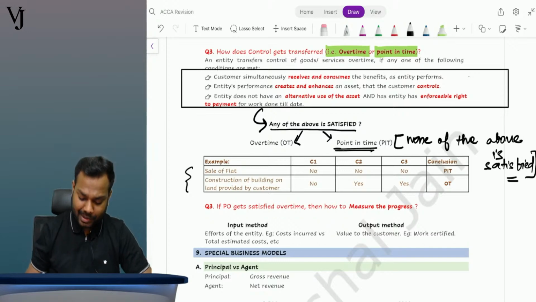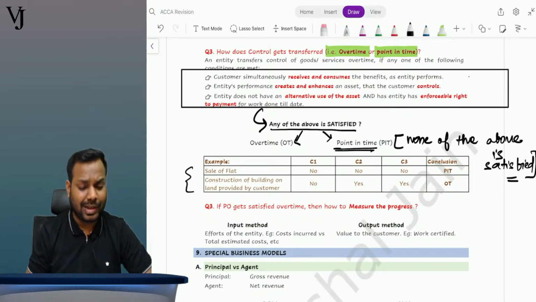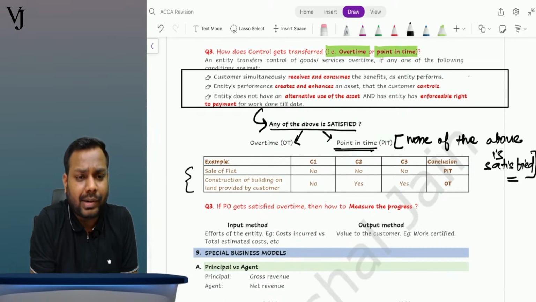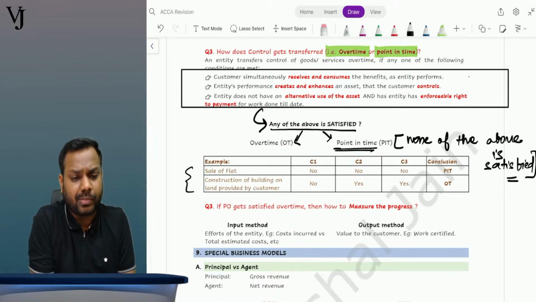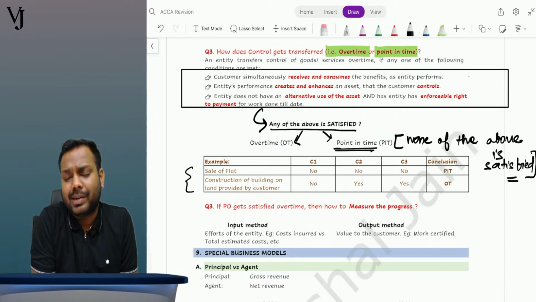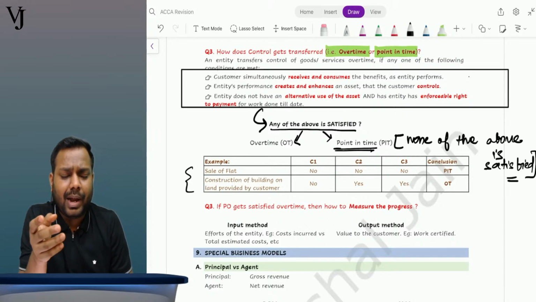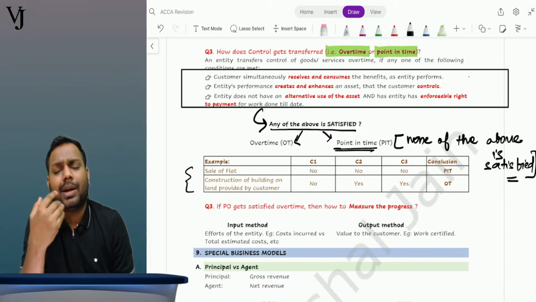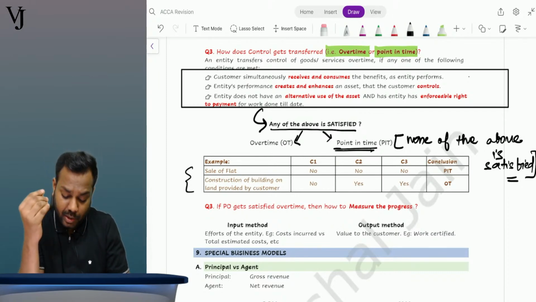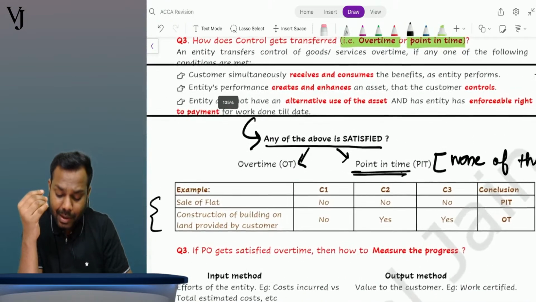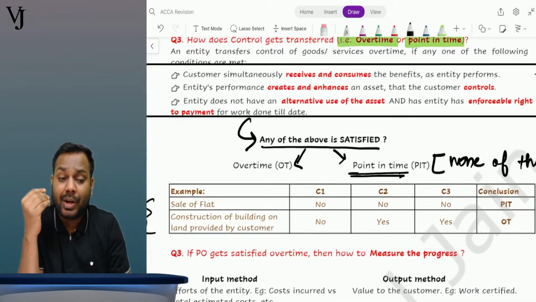Now I have 2 examples. Let us analyze these 2 examples and then understand it. Now, I am DLF. I construct residential apartments and I sell them to the customers. So in this sale of residential flats, does the control get transferred over a period of time or at a point in time? Let us analyze it. Condition number 1 is: the customer simultaneously receives and consumes the benefit as the entity performs.